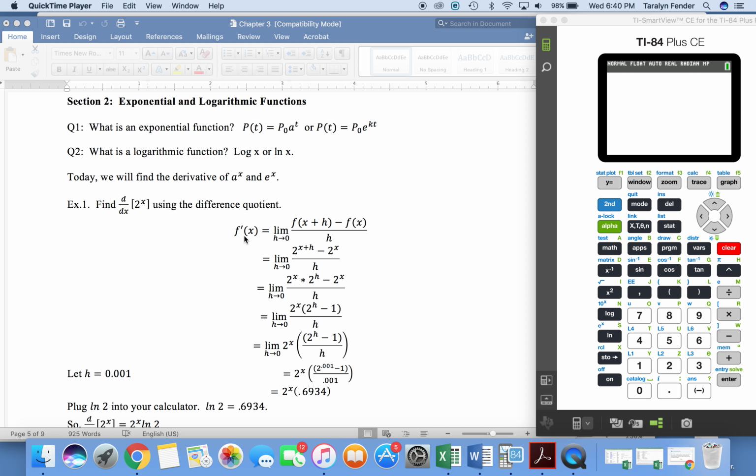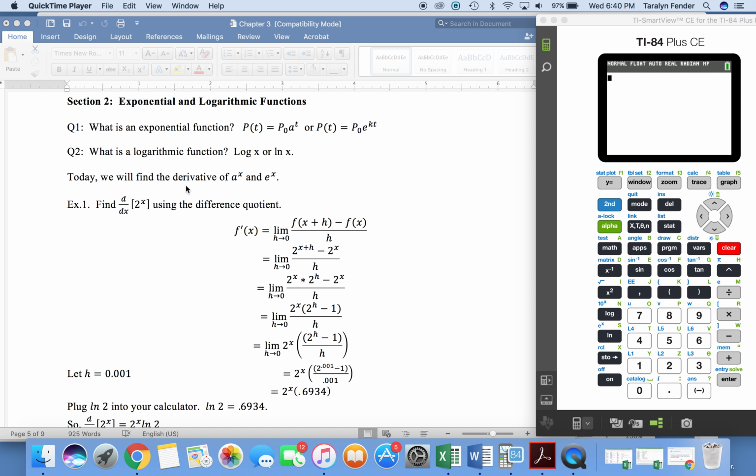Exponential and logarithmic functions. What is an exponential function? We remember from chapter 1, P sub 0 times a raised to the t, or P sub 0 times e raised to the kt or rt. What is the logarithmic function, log of x or natural log of x? And we talked about that in chapter 1.